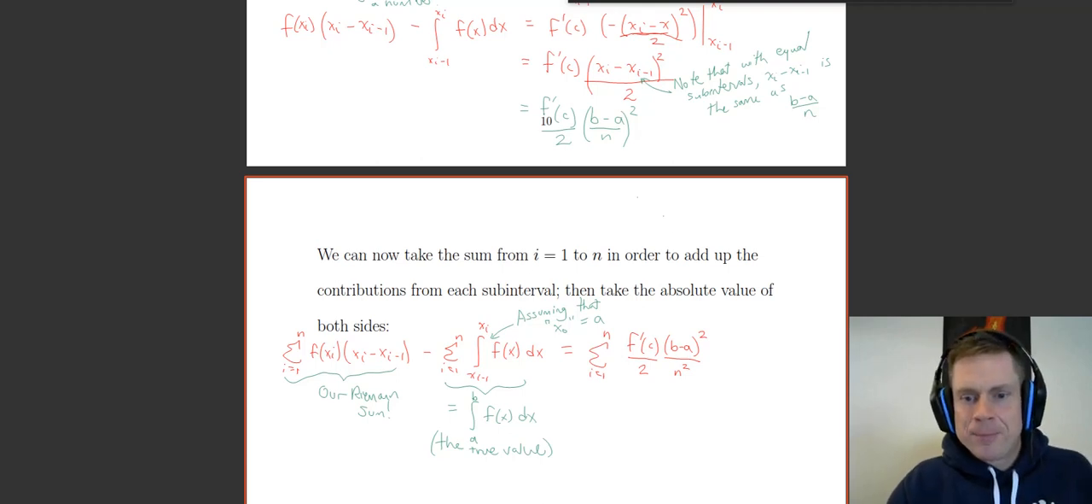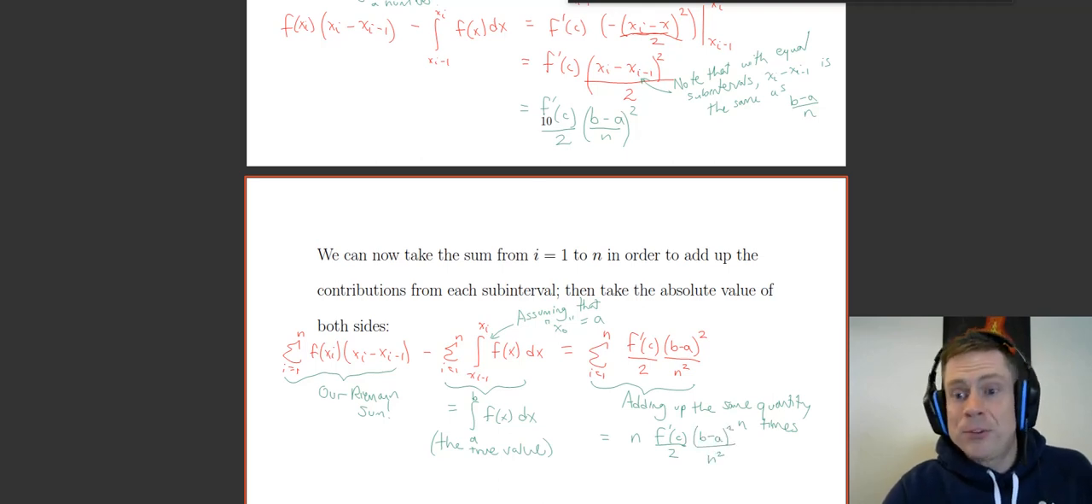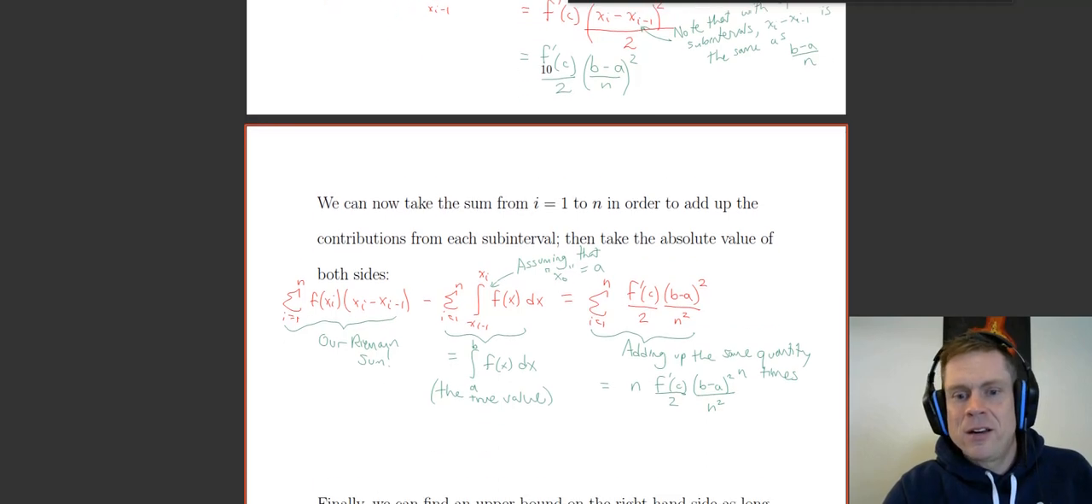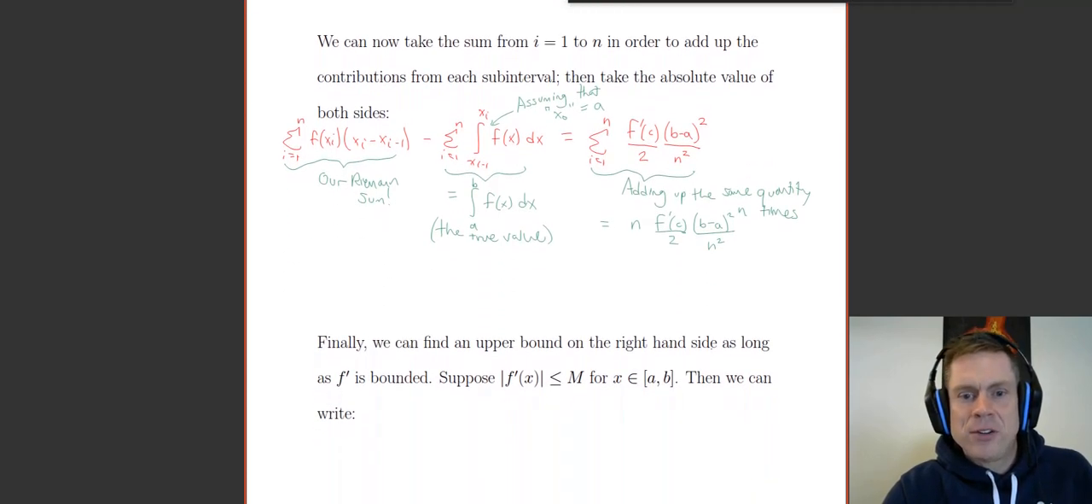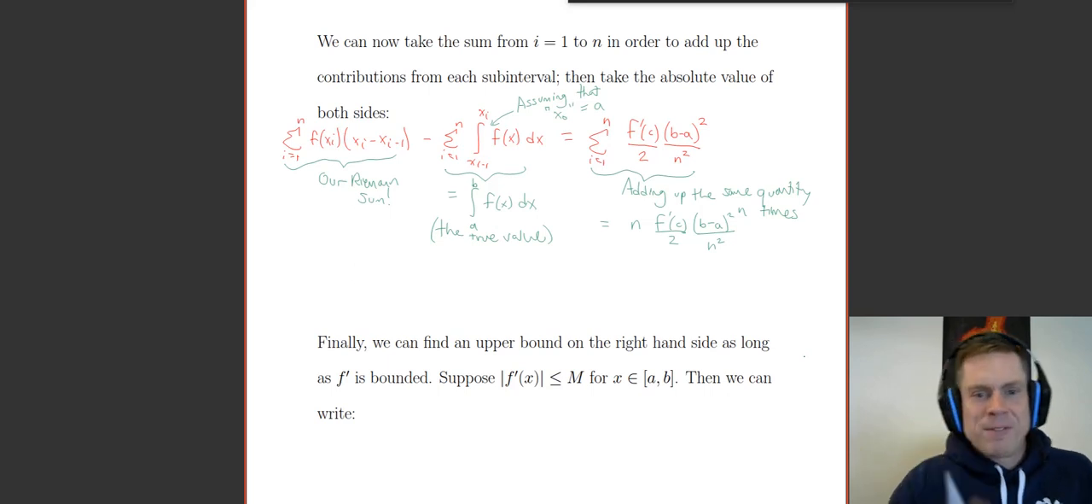So this last quantity here is adding up the same quantity n times. So we're going to get that this is equal to n times f prime at c over 2, and then b minus a squared over n squared. We're almost there. I am going to just kind of simplify this a little bit before we go forward.